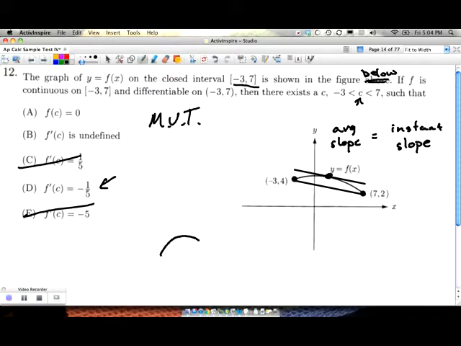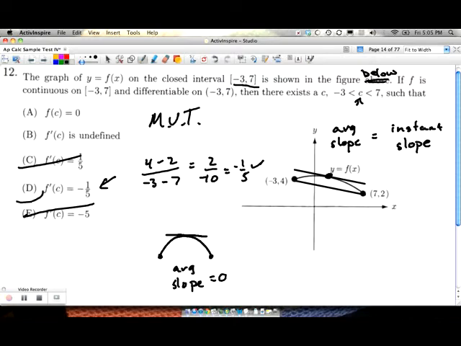Now, if the average change was 0, if we had a picture that looked like this, then our average slope would be 0, and the instant slope would be 0 here. That's kind of like Rolle's theorem, using derivatives to find critical points and stuff like that. Just to really prove to ourselves that the average slope is negative 1/5, let's figure it out here. That means that we got 4 minus 2 over negative 3 minus 7, which is 2 over negative 10 equals negative 1/5. Yes, it's true.